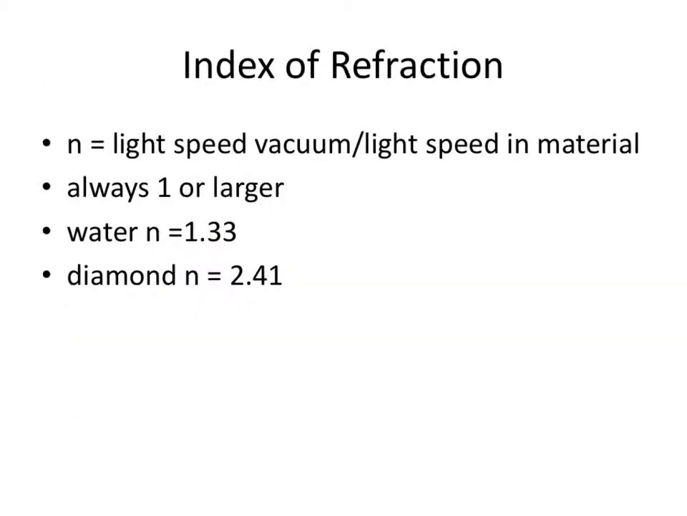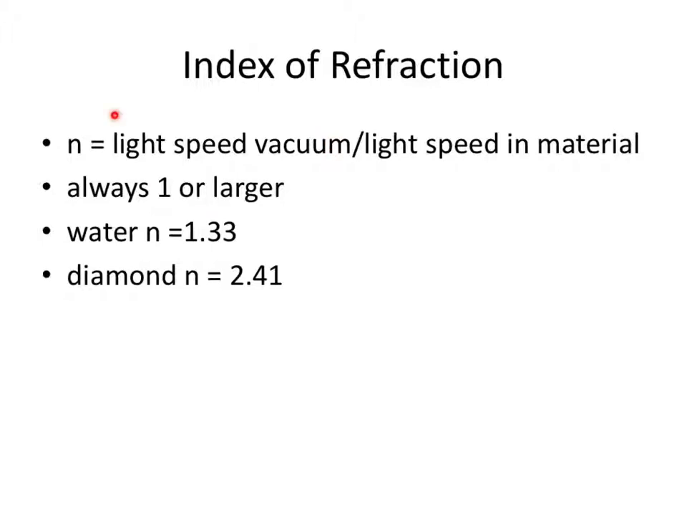Now, all materials are assigned a value that's called the index of refraction. And the index of refraction, n here, is defined as the speed of light in a vacuum divided by the speed of light in a material. Now, the speed of light in a vacuum, we've already said, is always the same. It's 3 times 10 to the 8th meters per second. The other thing is that the speed of light in the material can never be bigger than that. As a matter of fact, it's probably not going to be equal to that either. It's always going to be smaller.